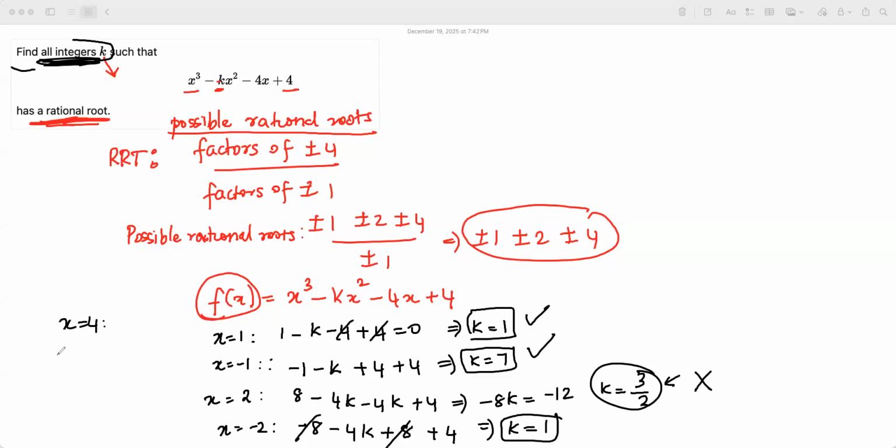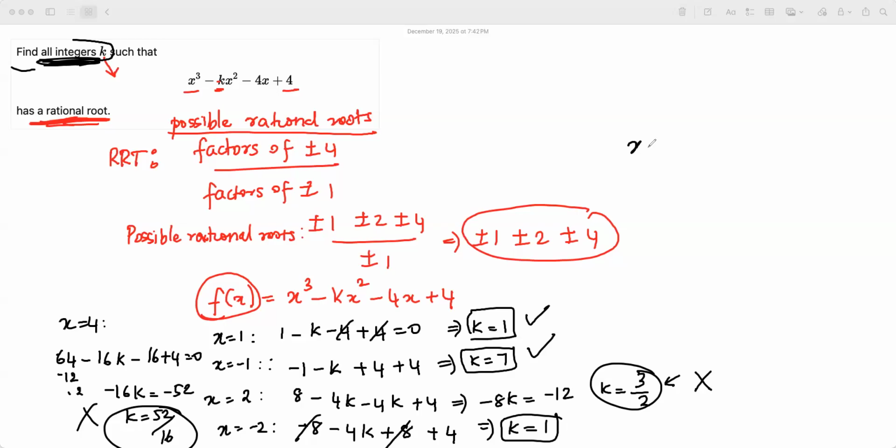x equal to 4. 4 4s are 16, 16 4s are 64, minus 16k minus 16 plus 4 will be equal to 0. This one I don't think will come. So this is minus 12, right? If I subtract minus 12 from here, 52 minus 16k will be equal to minus 52. k will be equal to 52 by 16. Even if I simplify, it will not be an integer, so I don't want it.